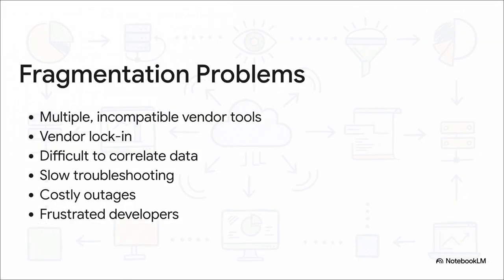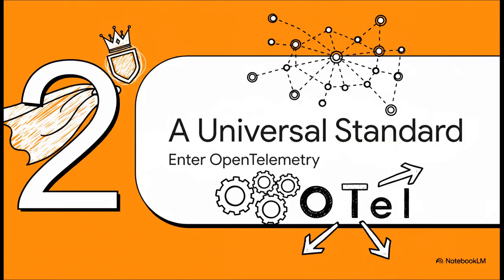For the longest time, though, every monitoring tool had its own special way of collecting this data. And it was a complete nightmare. You'd get locked into a single vendor's ecosystem, you could never line up your logs with your traces to see the full story, and trying to find the root cause of a problem took forever. This meant expensive outages and, let's be real, some seriously frustrated developers. But what if there was a better way?